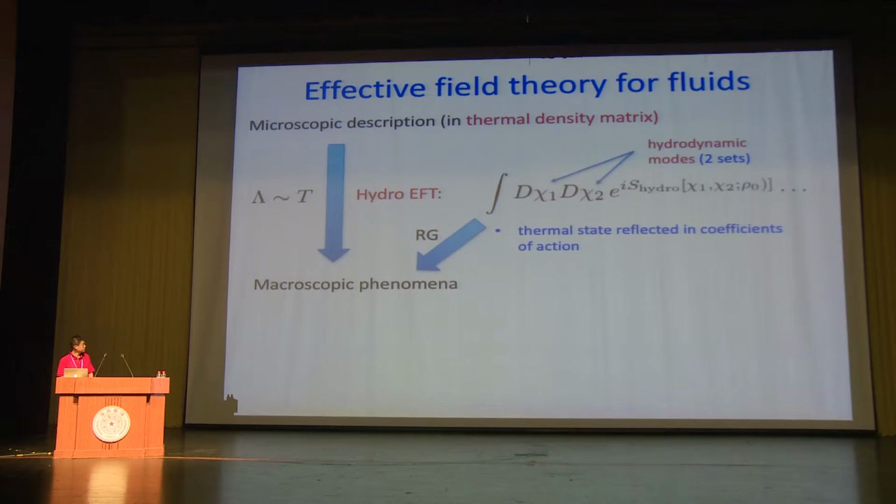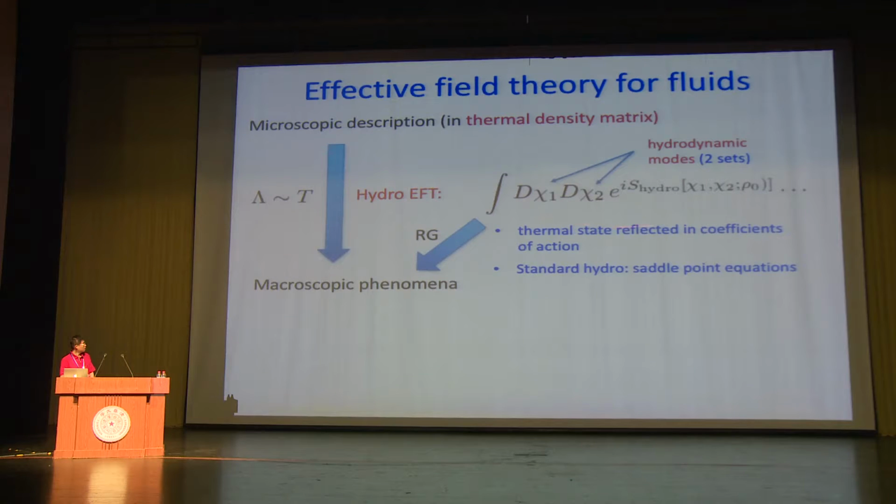One thing I should mention is that if you are interested in the thermal state, then whatever density matrix you are interested in is encoded in the effective action itself. So the coefficients of your effective action should reflect that you are in the thermal state. And also, the standard formulation of hydrodynamics would just correspond to the saddle point of this path integral, and it's more like a mean field approximation to your path integral.